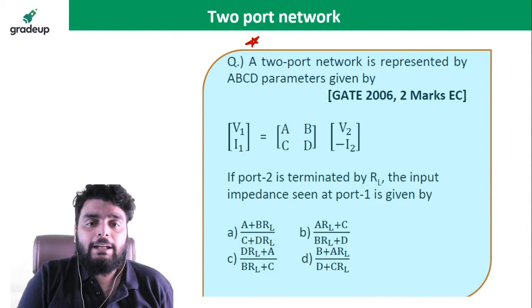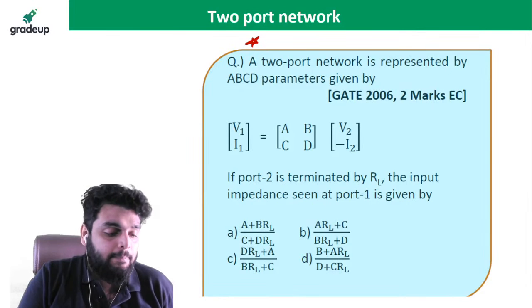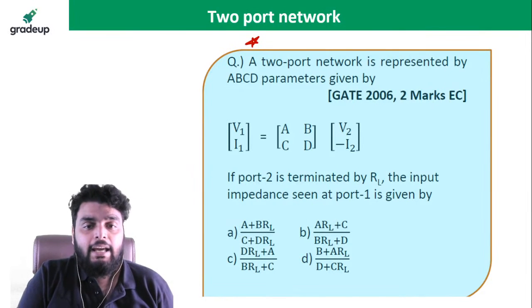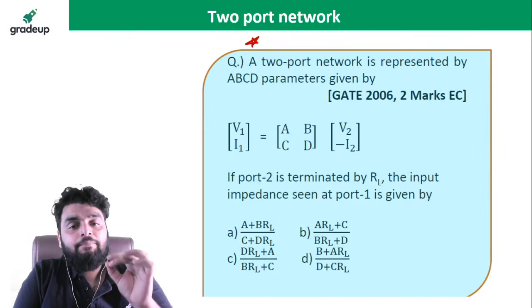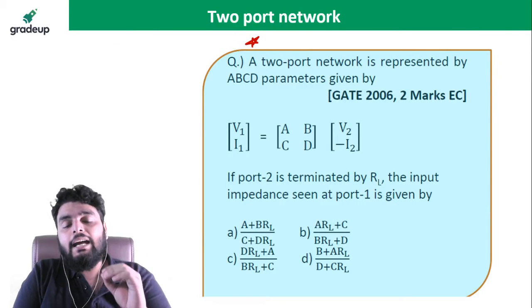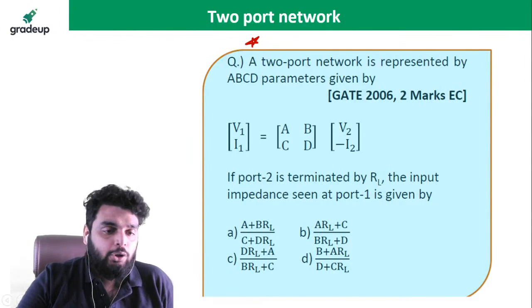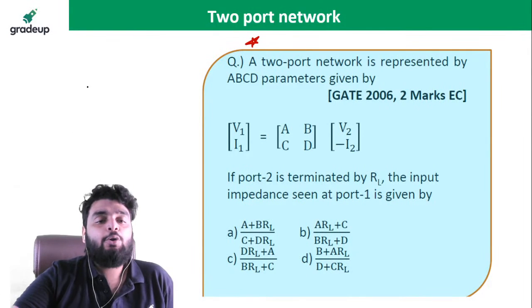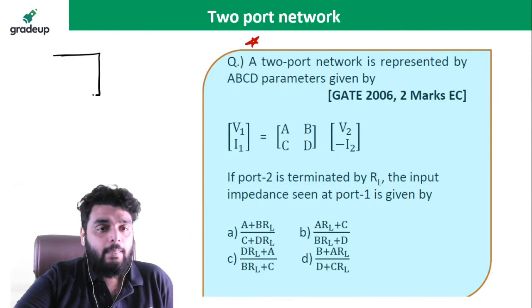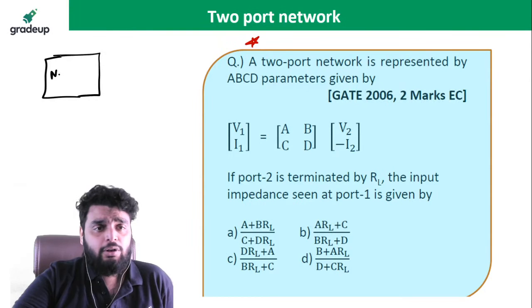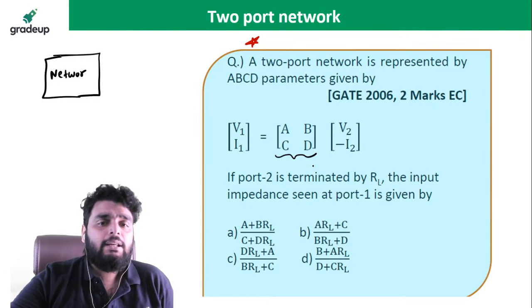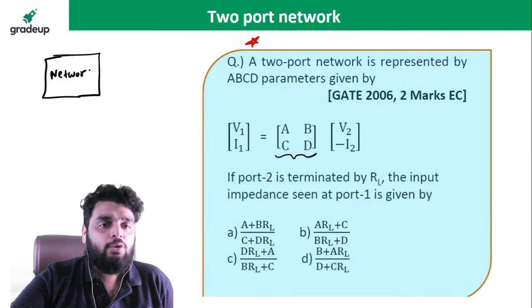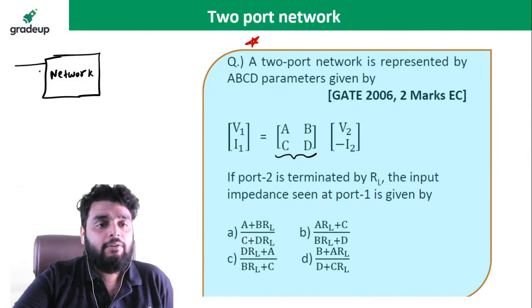A two-port network is represented by the ABCD parameters. If the two-port network is terminated by RL, the input impedance seen at port 1 is given by. They haven't drawn the network, so I am drawing the network myself. So what is given? I have a network whose ABCD parameters are given.